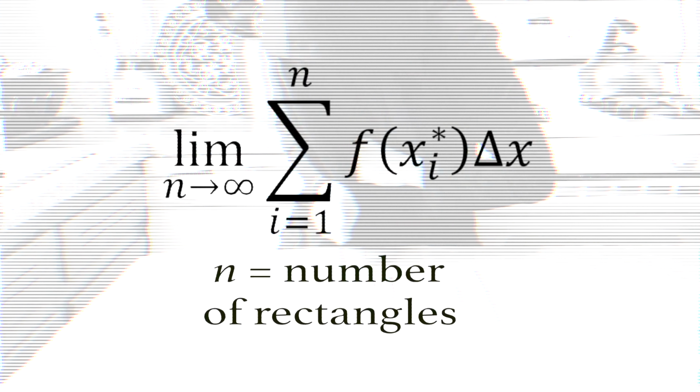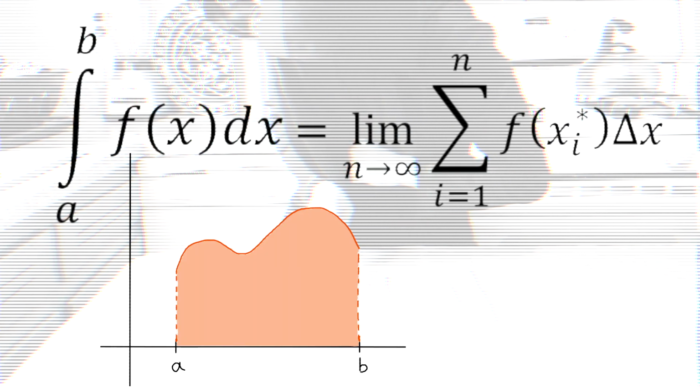Luckily, we have calculus. The equation of the definite integral looks like this. In the integral notation, a and b are the x-axis limits of your graph. It's okay if the formula still looks confusing, but explaining it is for another video.